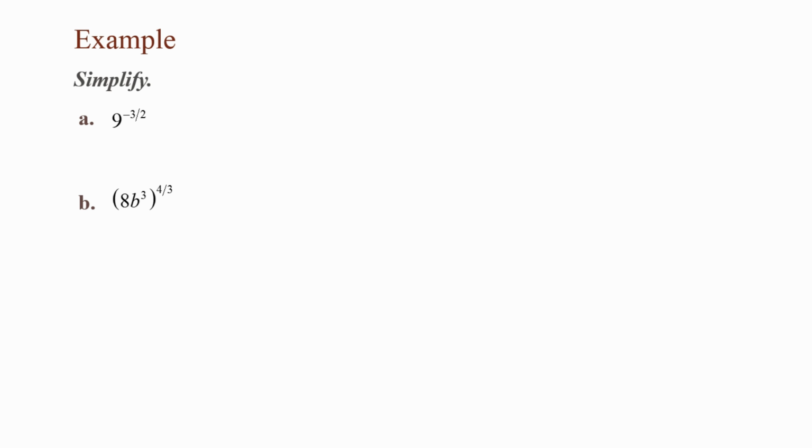For our next example, we want to simplify 9 to the negative 3 over 2 power. Because my exponent is negative, I need to change this to a fraction. I have 1 over 9 to the negative 3 over 2. Splitting up my exponent, I have 1 over 9 to the 1/2 to the third power. 9 to the 1/2 is 3, so we have 1 over 3 cubed, which becomes 1 over 27.